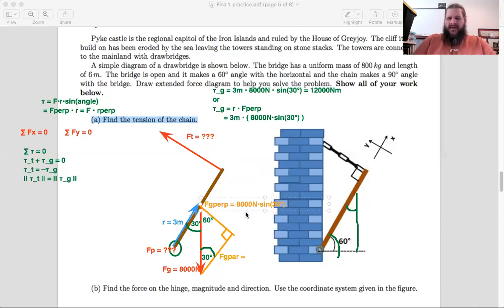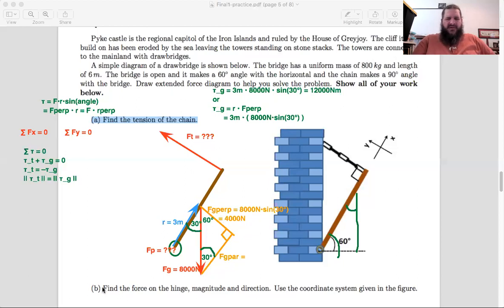And sine 30, I think, is just 1/2. So that means we're going to get 8,000 times 1/2, which is just 4,000. So the perpendicular component of gravity is 4,000. And for torque, that's all we're going to need. In the second part of the problem, though, I think we're going to need the parallel component as well.